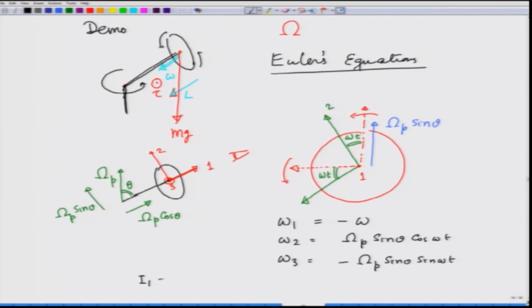I1 is equal to I0, which could be mr squared by 2, or mr squared; I will just write it I0. And I2 equals I3 because it is a symmetric wheel, and let us call this I. So, I have I1, I2, I3, omega 1, omega 2, omega 3. Let me write this again by making this picture.